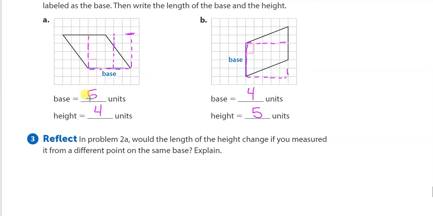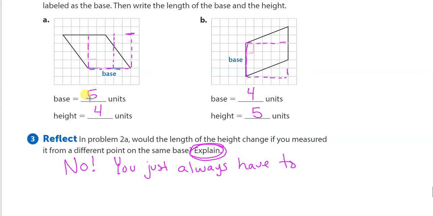So, would it change the height? No. And everyone's favorite part, the explain. The explaining, don't forget to explain. You can't just put no. Would the length of the height change? So no, you just always have to go from the bottom to the top. Or cover the distance from the bottom to the top. Ooh, I like that. You just always have to cover the distance from the bottom to the top.